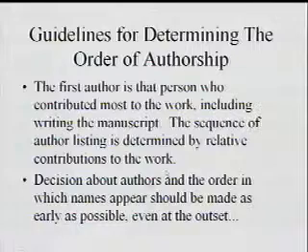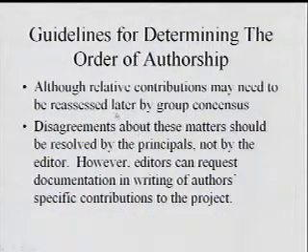The decision about authors and the order in which the names appear should be made as early as possible, even at the outset of the collaboration. This is what I was emphasizing before. Establish many of these working relationships very early on, such that you don't end up in trouble at the time of writing the paper and trying to decide whose name goes where. If you're only working with 3 or 4 people, it's not really a big deal, but if it gets up to 7, 8, 9, or 10, then it really can get messy.